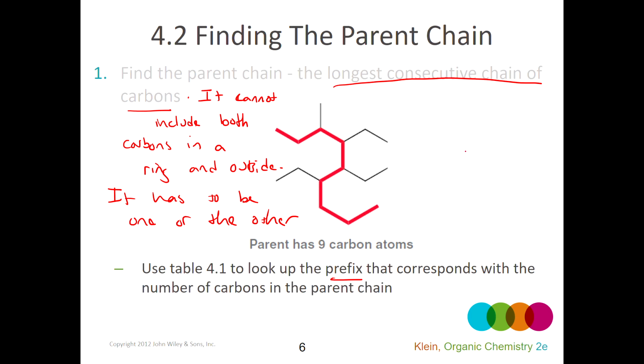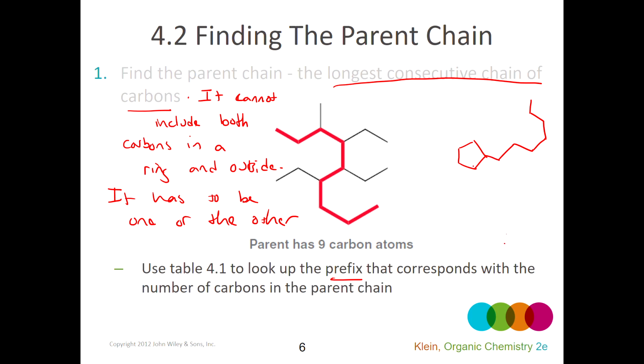So let's say I've got this situation here. Let's say I've got a 5-membered ring, and then off the ring I've got a bunch of carbons. So if I am trying to find the parent chain here, I can either count the ring as my parent or all the carbons outside the ring. I can't include both in my parent chain.